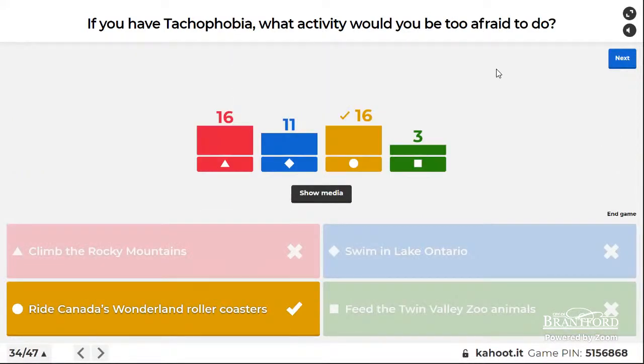Yeah, so this one is a little bit trickier. So the answer is split across the board. But tachyphobia is actually the fear of speed. So if you have that, you would likely be too afraid to ride a roller coaster at Canada's Wonderland. But good news for those of you who don't have this phobia, Wonderland is reopening soon. So you can get your season passes now and get tickets. And I believe it's in July, it's opening back up.